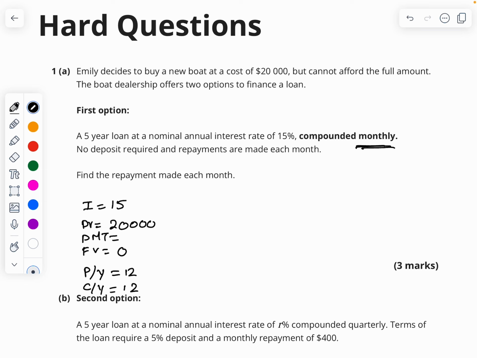PMT, that we also have to calculate, let it be 0. N, what is the value of N? It's a 5-year loan, and whatever P/Y is, the years should be multiplied with P/Y to get the value of N, which equals 60. Now use the calculator to get the PMT. How much is that? Minus 475.7986. So write it out to 2 decimals, 475.80.